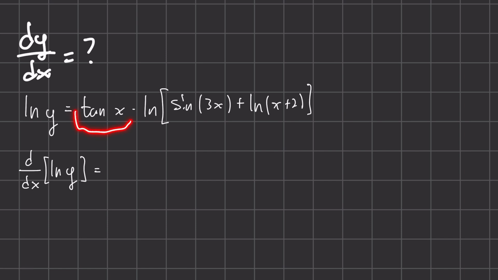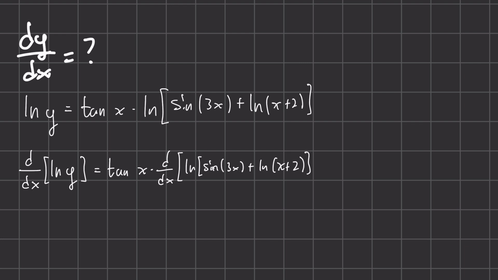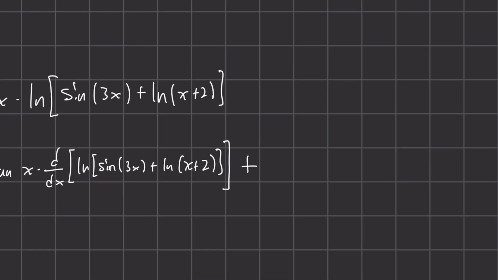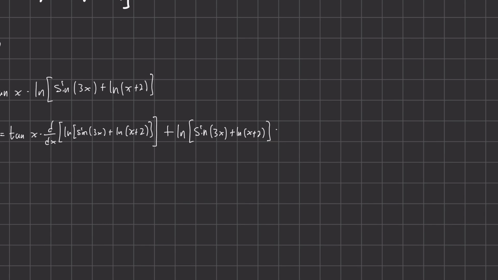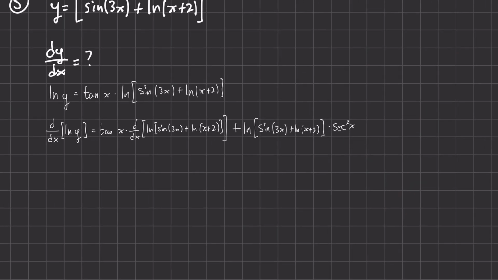And here we can just apply the product rule. It's going to be tangent x times the derivative of ln of sine 3x plus ln x plus 2, and it's going to be that plus this whole ln stuff times the derivative of tangent x, which is just secant squared x.